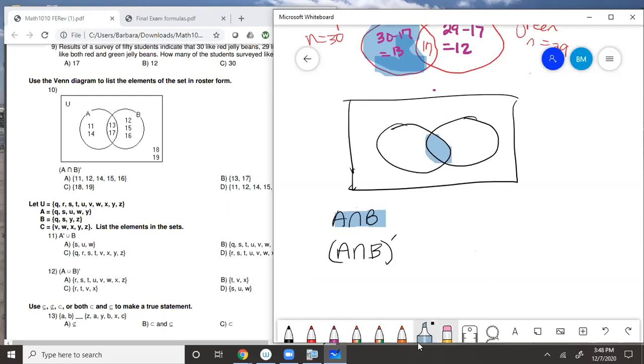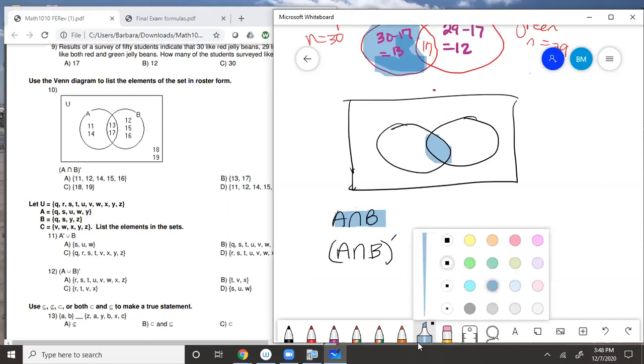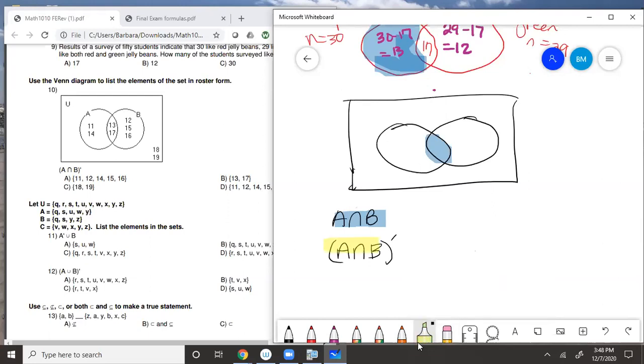So I'm going to put that in another color. I'll put that in yellow, right? So everything that's not in the intersection would be everything outside, including A only, B only, and outside of both, right? So the numbers are already there. We have 11 and 14. We've got 12, 15, and 16. We have 18 and 19. So those are the numbers that are in that set, right?